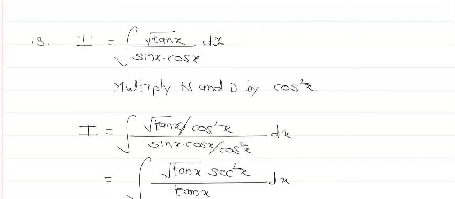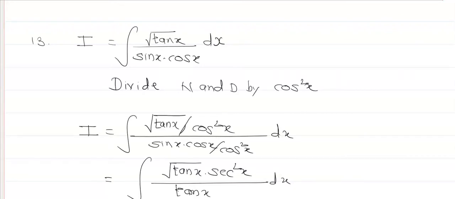मात्र आता बघा इथे I is equals to integral that is root of tan x, this divided by, I can write again this. इथे आपण असं केलं की divide N and D by cos square x, म्हणजे या न्यूमरेटरला कॉस स्क्वेअर डिवाइड करणार, डिनोमिनेटरला पण कॉस स्क्वेअर डिवाइड करणार.